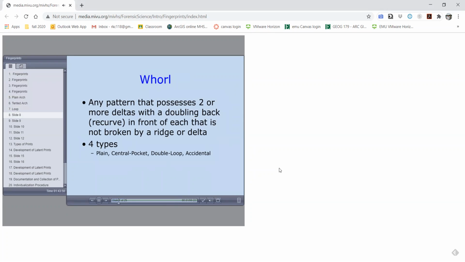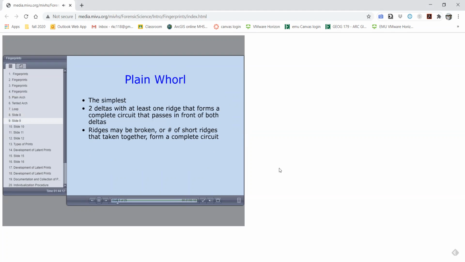Whorls, we start getting a little bit more complicated. They're any pattern that possess 2 or more deltas with a doubling back, also known as a recurve, in front of each that is not broken by a ridge or delta. Like I said, it starts to get more complicated here. Again, there's 4 types of whorls. There's a plain, a central pocket, a double loop, and an accidental.